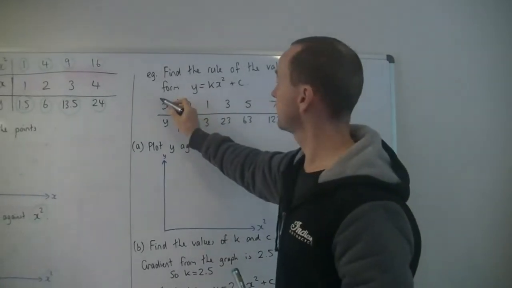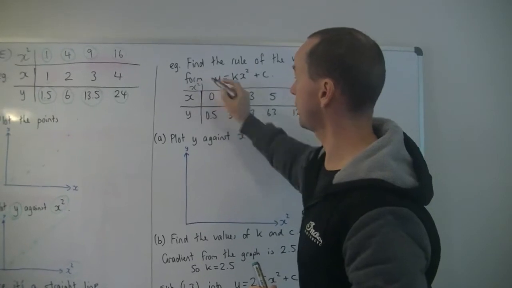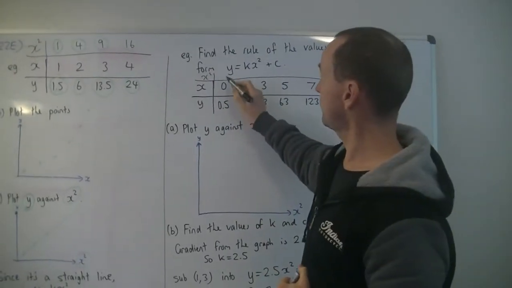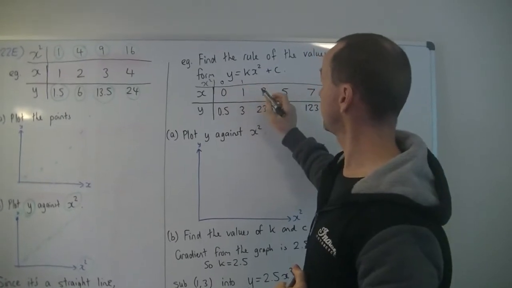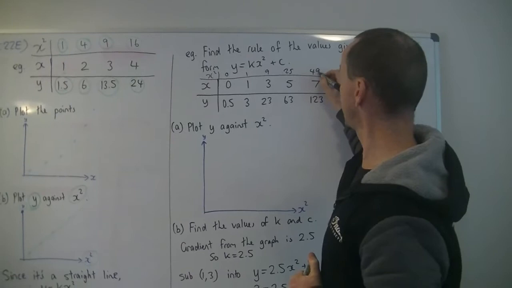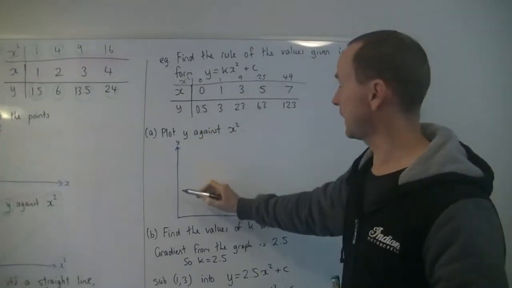We need another section in here. I've run out of room, so another section, and we call that x squared. So we square all these x values. 0 squared is 0, 1 squared is 1, 3 squared is 9, 5 squared is 25, and 7 squared is 49. Alright, so now we plot y against x squared.